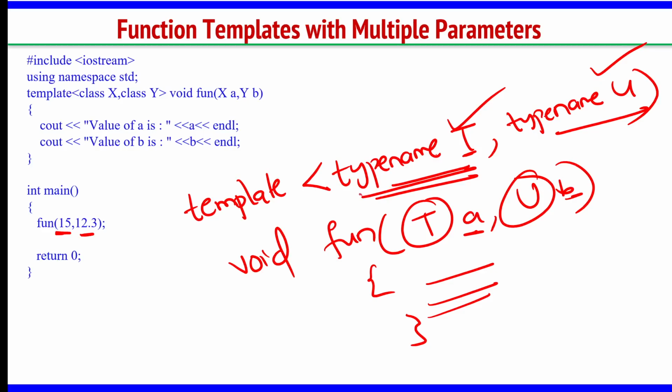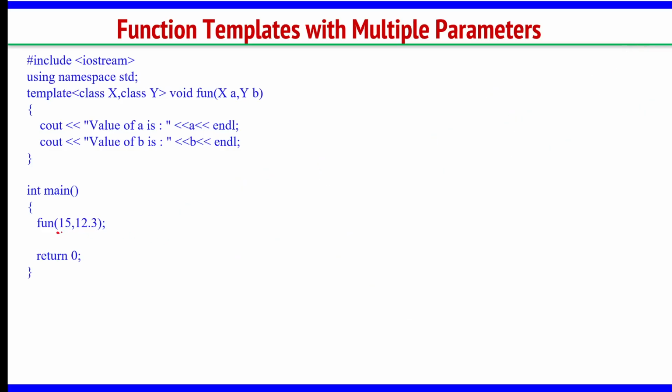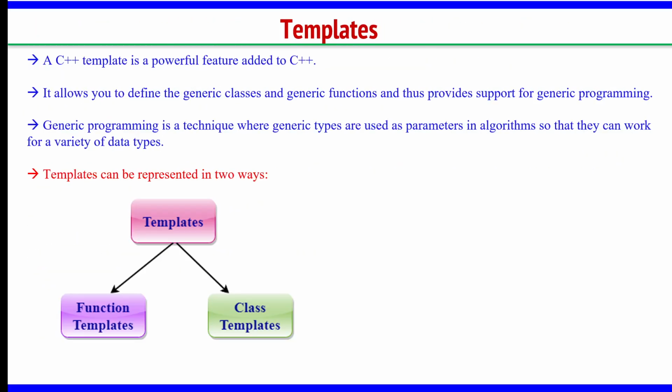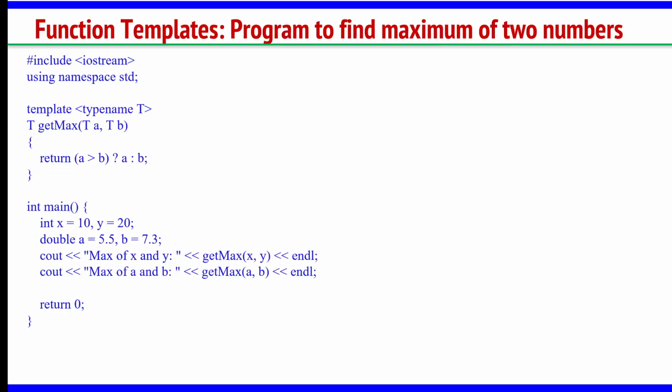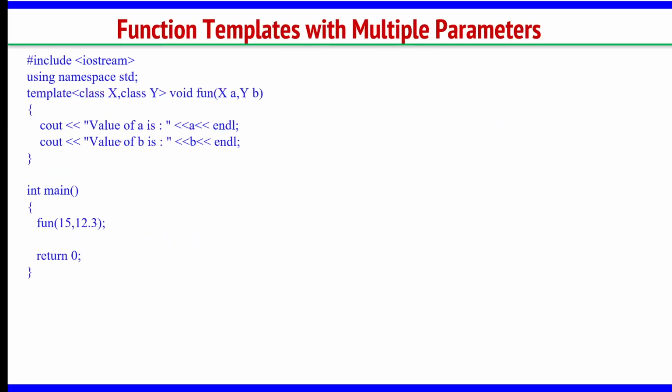So you can have multiple data types as arguments. So this is the case where I want to add an integer and another floating point. Okay, so why here it is class, why not typename? You can use class or you can use typename, both are valid. That's what we said here, the second keyword can always be replaced with the keyword class. You can write either typename or class, both will work fine, nothing to worry about. So this is just an example to demonstrate that you can pass values of two different data types.